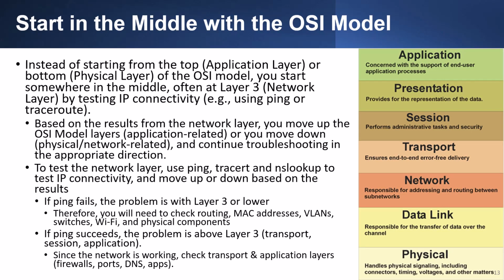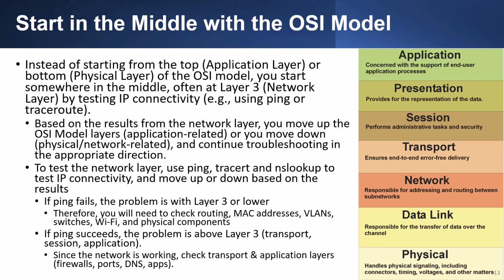Instead of starting from the top, the application layer, or the bottom, the physical layer of the OSI model, you start somewhere in the middle, often at layer 3, the network layer, by testing IP connectivity using ping or traceroute. Based on the results from the network layer, you move up the OSI model layers, or you move down, and continue troubleshooting in the appropriate direction.